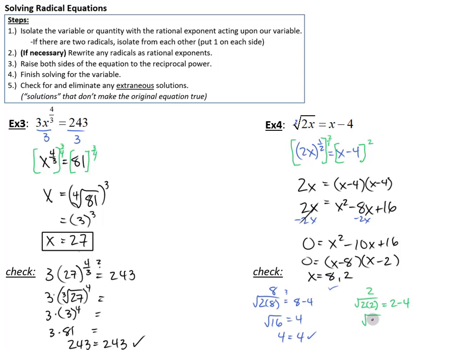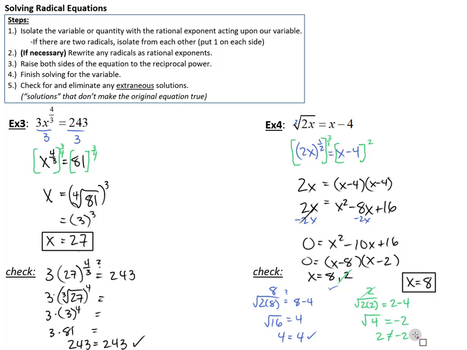So the square root of 4, and over here 2 minus 4 is negative 2. Well, the square root of 4 is 2. Does 2 equal negative 2? No, it does not. So 2 is an extraneous solution. So 8 is valid, 2 is extraneous, which means when I'm reporting my answer, we only report back 8.